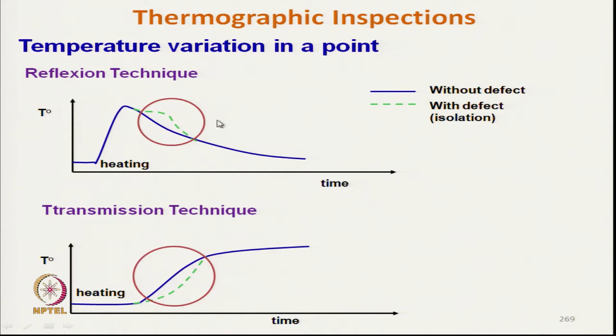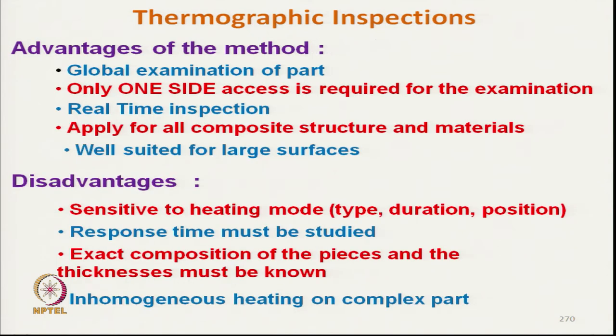That is the difference between reflection and transmission: for the same type of defect we get two different curves, so we must know whether it is working in transmission mode or reflection mode. The advantages are that global examination of different parts is possible, only one side is required for examination, it is real-time inspection, and it applies to all composite structures. The main disadvantage is that it is sensitive to heating mode. If the duration or type of heating changes, the result may change.